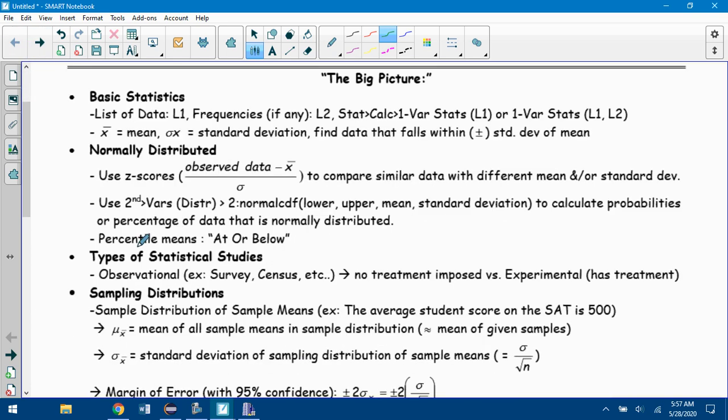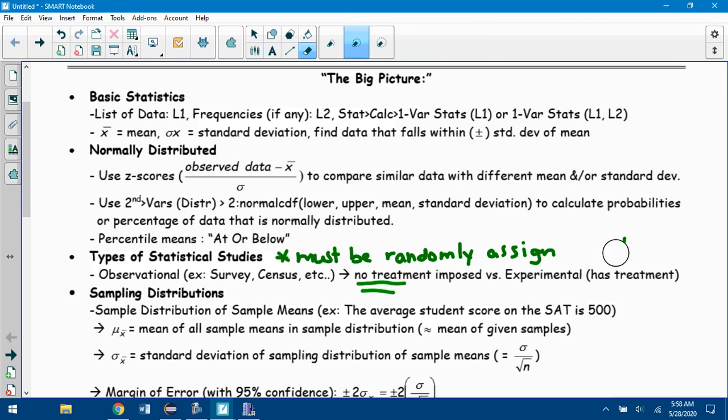All right, so after we did all those, we talked about types of statistical studies. There are observational studies where there's no treatment versus experiments where you have treatments. And remember, when you're designing statistical studies, participants must be randomly assigned. Whether it's an observational study or an experiment, you need to say that participants are randomly assigned. Say that somewhere in there.